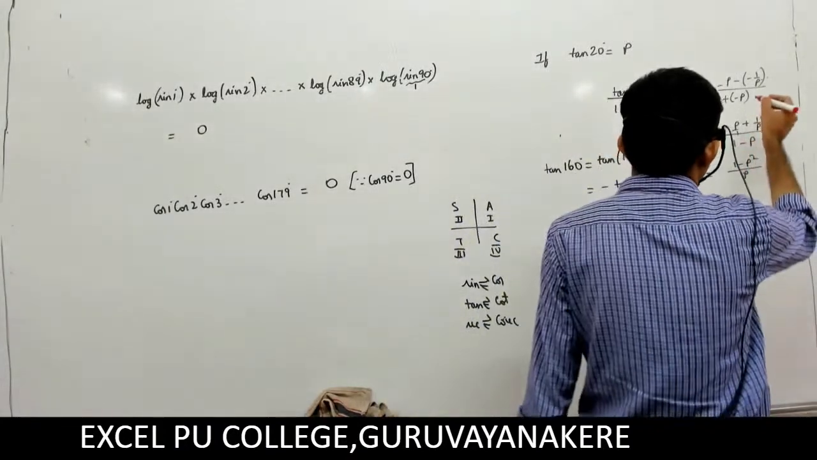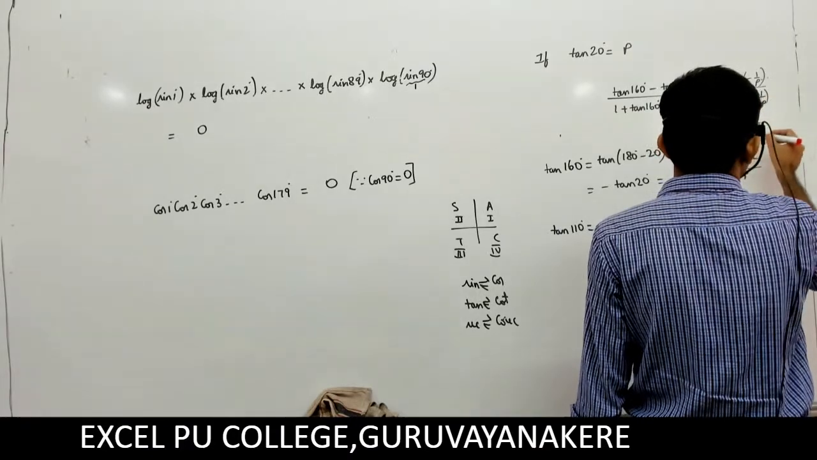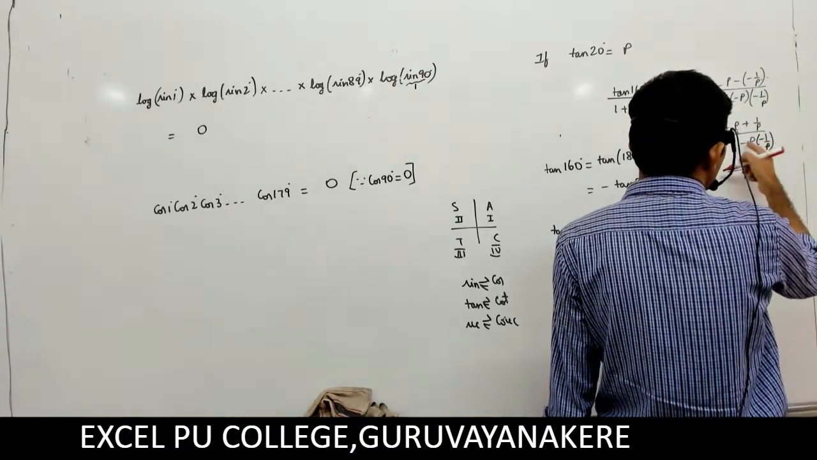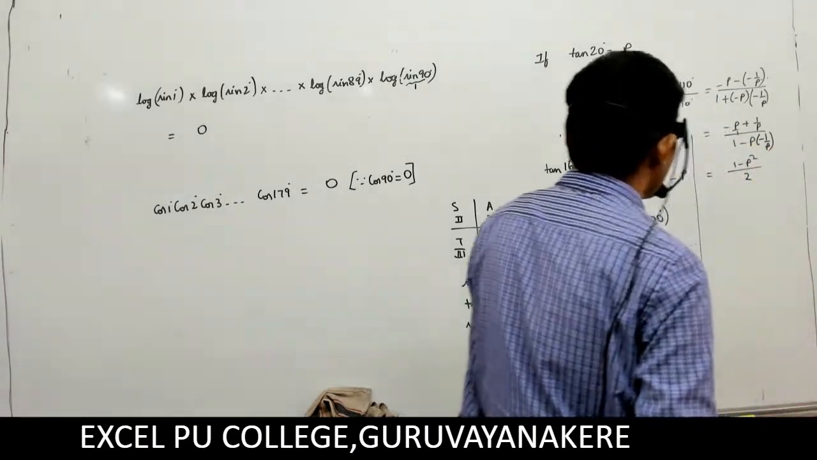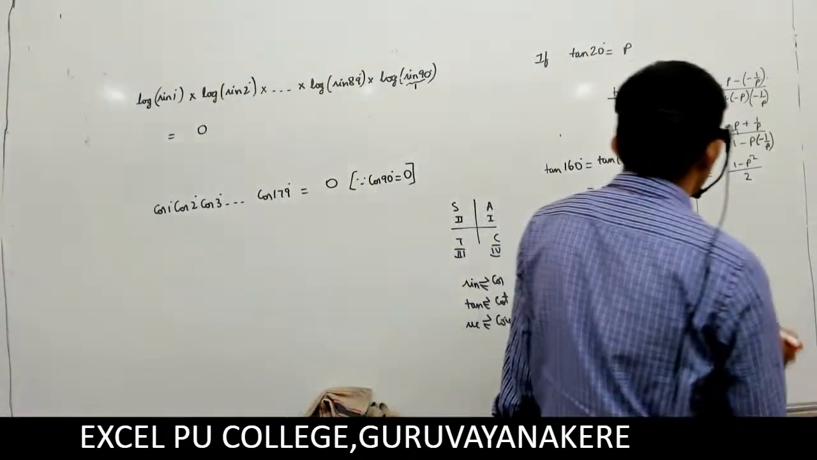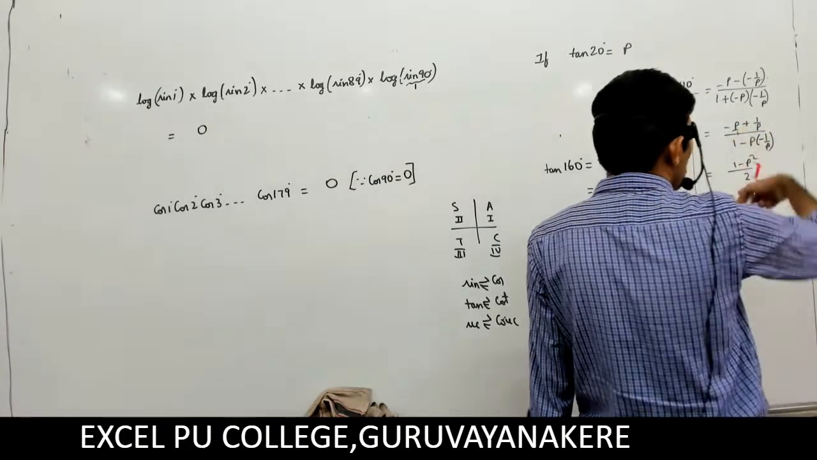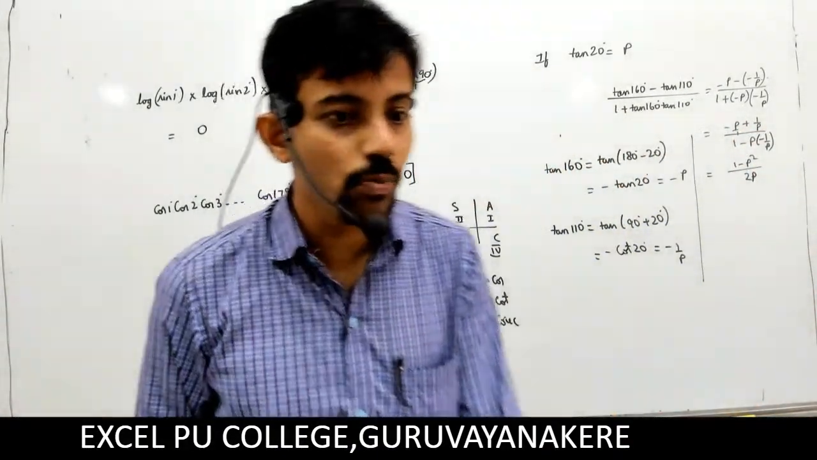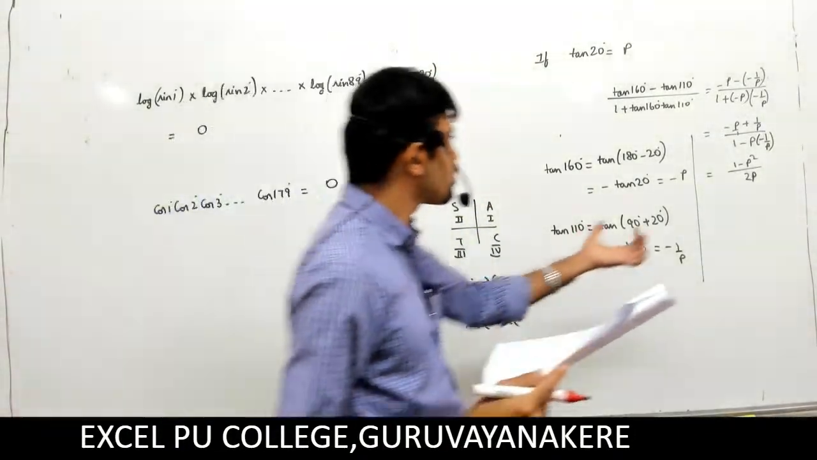In the denominator, substitute tan 110 as minus 1 by P. Minus P into minus 1 by P cancels; minus of minus becomes plus 1. So we get 1 minus P square divided by 2P, where the P is the LCM taken in the numerator and it comes to the denominator. So the required answer is 1 minus P square divided by 2P, which is option 2.